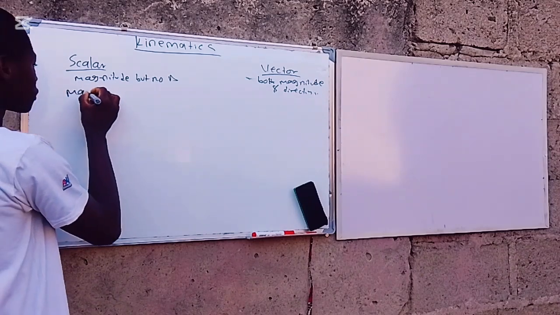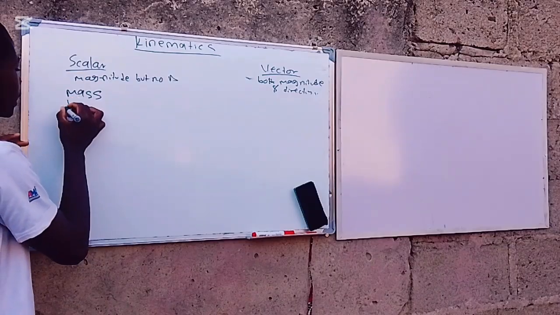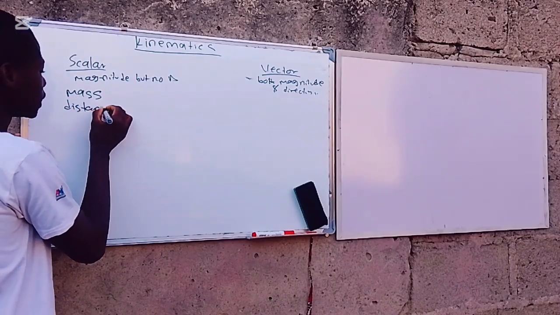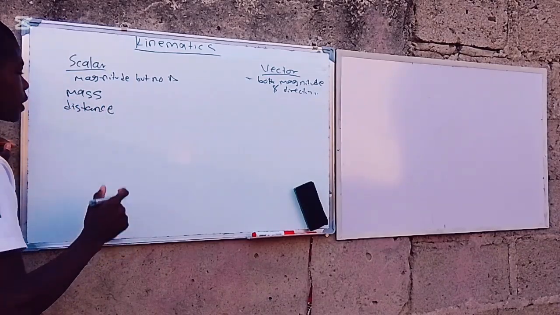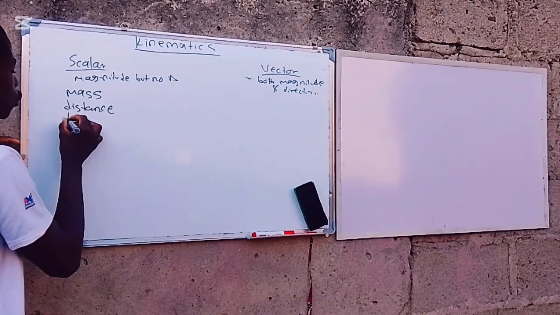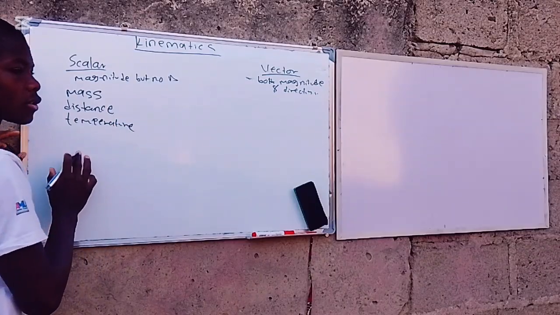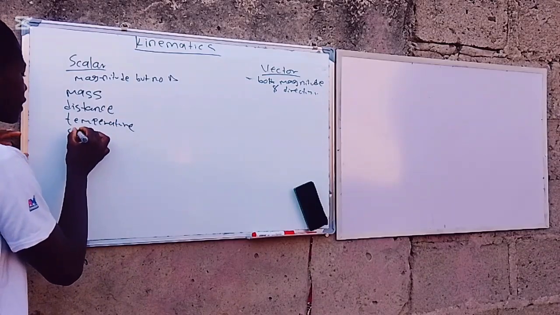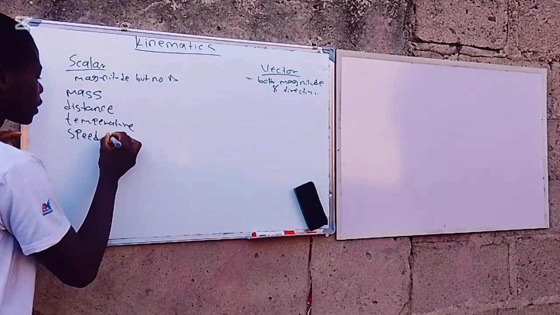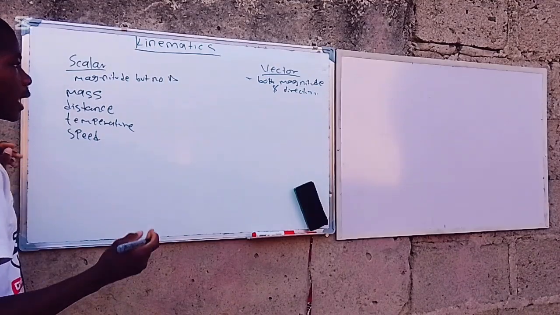Mass is a scalar quantity, and distance is also a scalar quantity. Temperature is also a scalar quantity, and speed is also a scalar quantity.